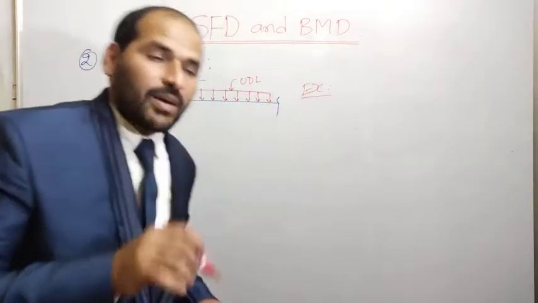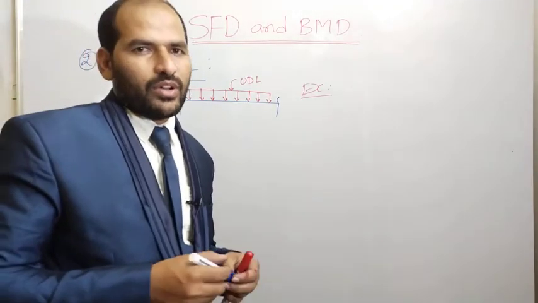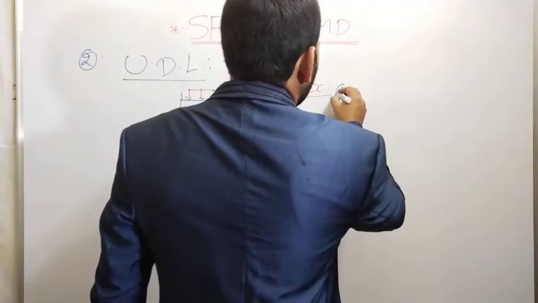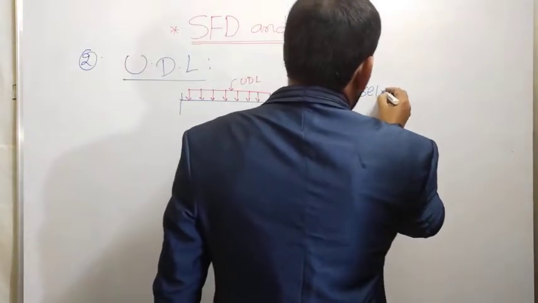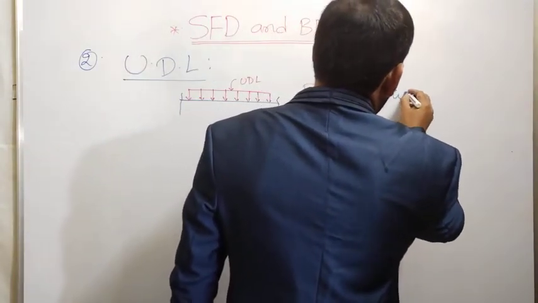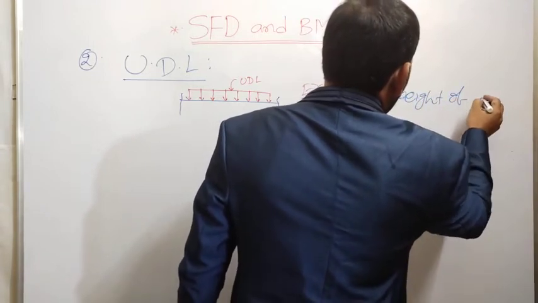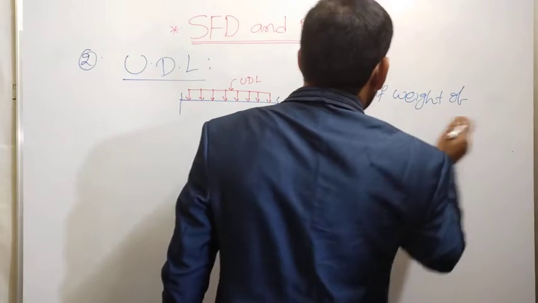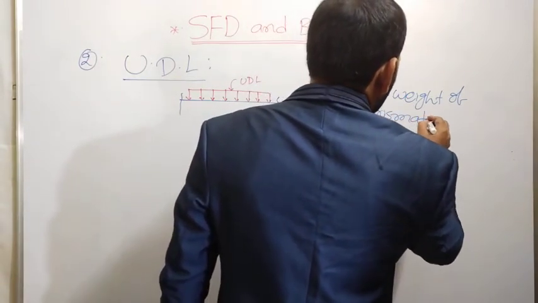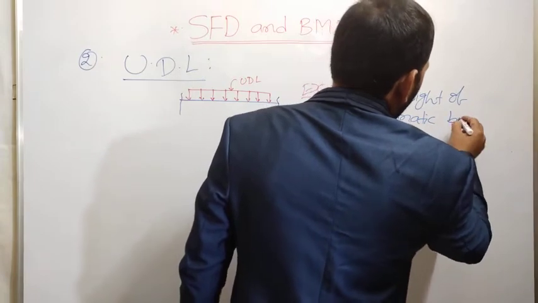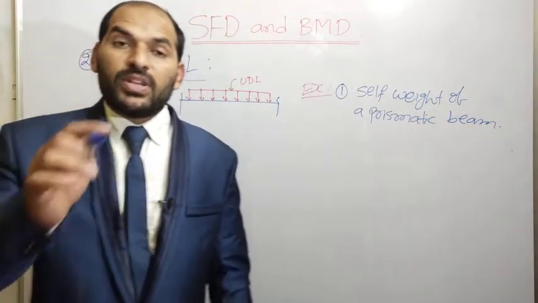What is an example of UDL load? The example of the UDL load is the self weight of a prismatic beam.